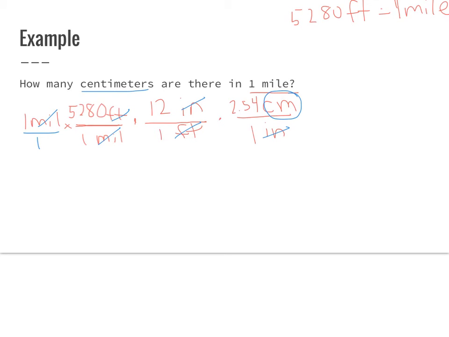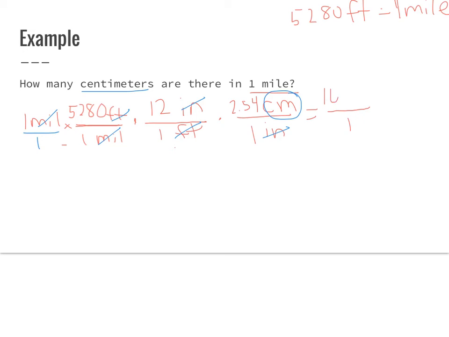So now that we've reached that desired unit, we can now calculate and solve this problem. Okay, to solve it, we want to multiply all the numbers on the top of our fraction, multiply all the numbers on the bottom of our fraction, and then at the very end, we can divide this out. So if I start with the bottom, I have 1 times 1 times 1 times 1, which we know is going to give me 1. And now in the top of my fraction, I'm going to multiply 1 times 5,280 feet times 12 inches times 2.54 centimeters.